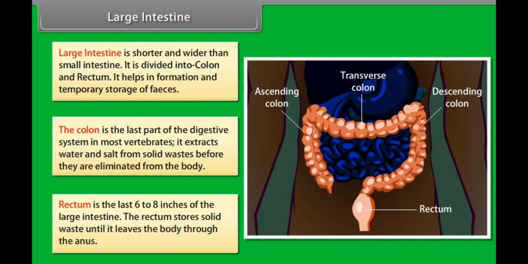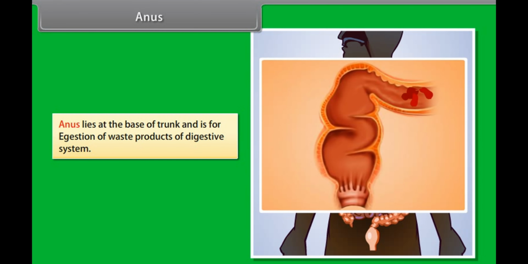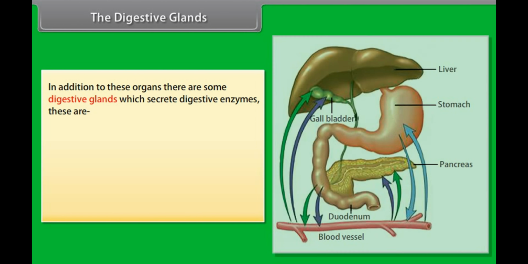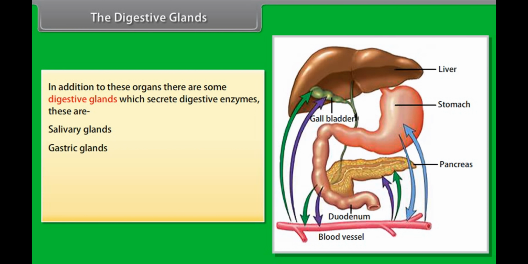Rectum is the last 6 to 8 inches of the large intestine. The rectum stores solid waste until it leaves the body through the anus. Anus. Anus lies at the base of trunk and is for egestion of waste products of digestive system. The digestive glands. In addition to these organs, there are some digestive glands which secrete digestive enzymes. These are salivary glands, gastric glands, liver, pancreas, intestinal glands.